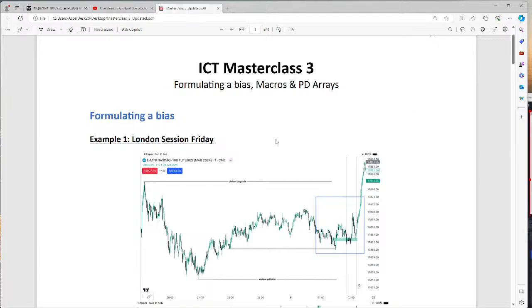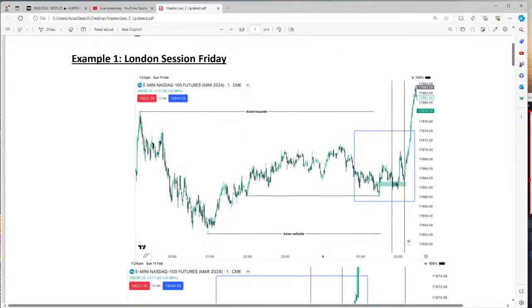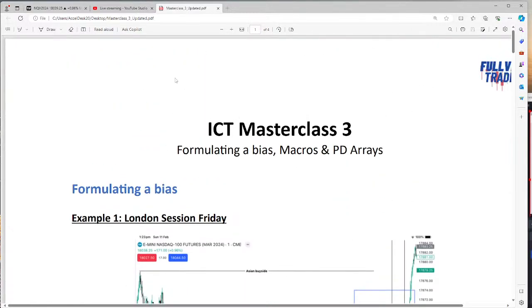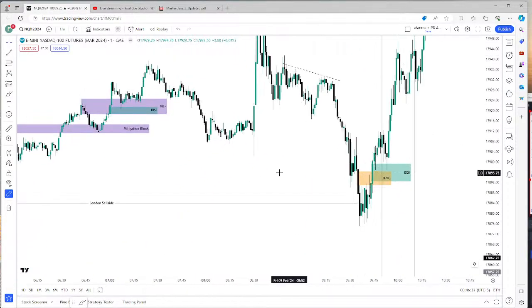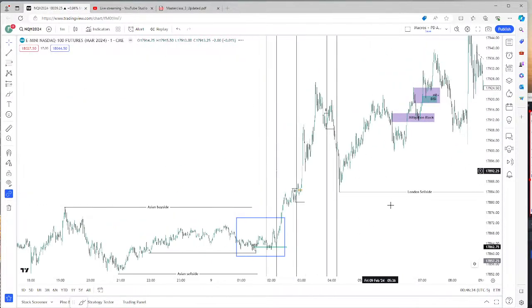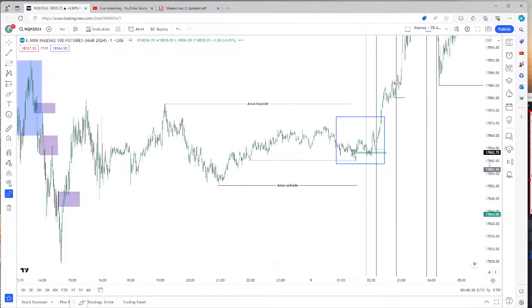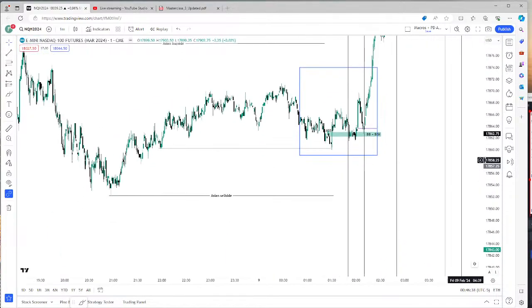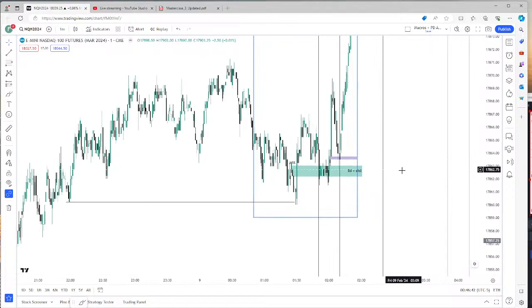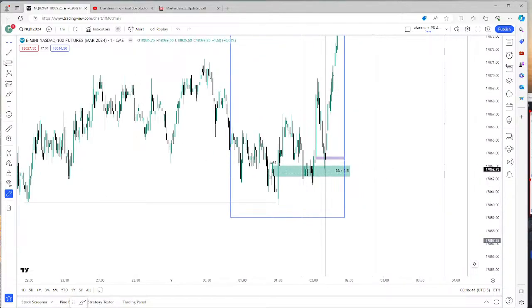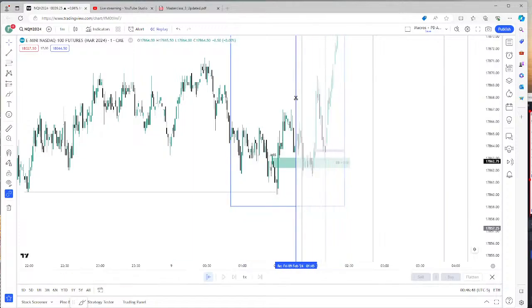Now, in this PDF, just so we stay on track, the London session on Friday was a great example I want to talk about, and I've marked out my charts here so we can see some examples. I'll tell you my thoughts, and if you're in the Discord, you know exactly what I was thinking, because I was posting all those things live to you. But let's go to replay mode quickly, and go roughly to about this point.